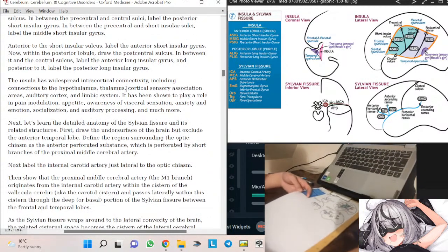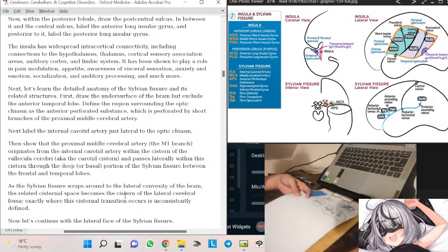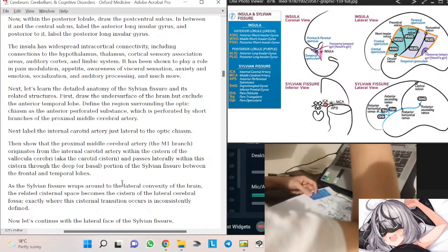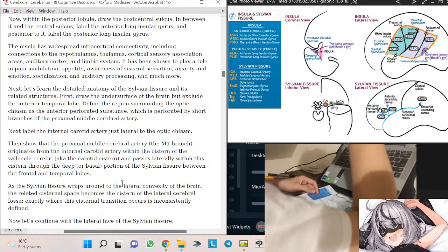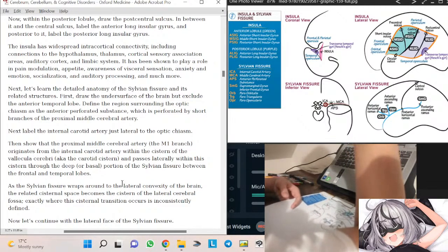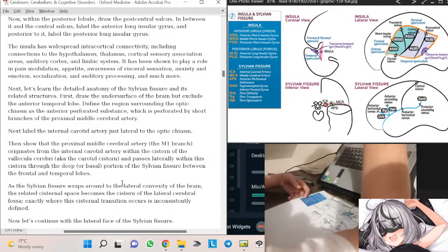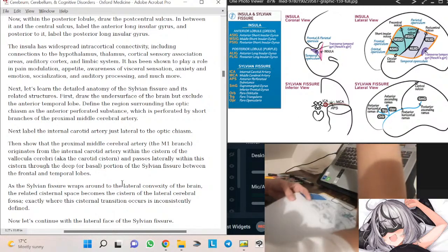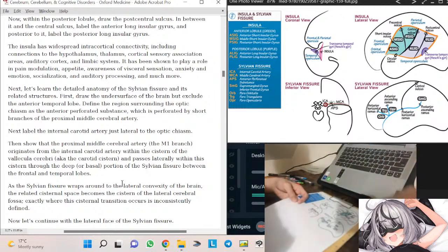Then show that the proximal middle cerebral artery, the M1 branch, originates from the internal carotid artery within the cisterna of the vallecula cerebri, also known as the cisterna carotica, and passes laterally within this cistern through the deep or basal portion of the Sylvian fissure between the frontal and temporal lobes. As the Sylvian fissure wraps around to the lateral convexity of the brain, the related cisternal space becomes the cisterns of the lateral cerebral fossa. Exactly where this cisternal transition occurs is inconsistently defined.